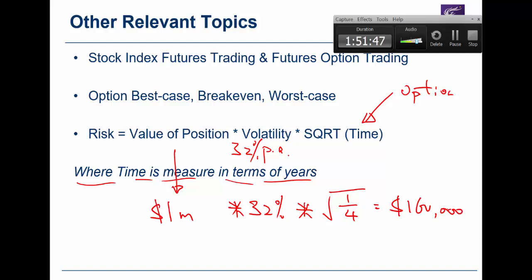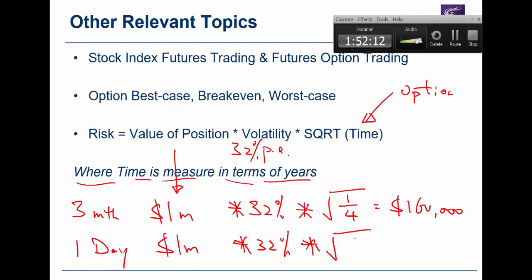Now, you can actually refine this. This is for 3 months. What if you have a 1-day exposure and the volatility is still 32%? Very good. So this doesn't change. Now 1 day in terms of years is 1 over, well, actually you use trading days. And as it happens, the square root of 256 is 16. So this is 1 million times the volatility times 1 over 16, which is 2%, which is equal to 20,000.